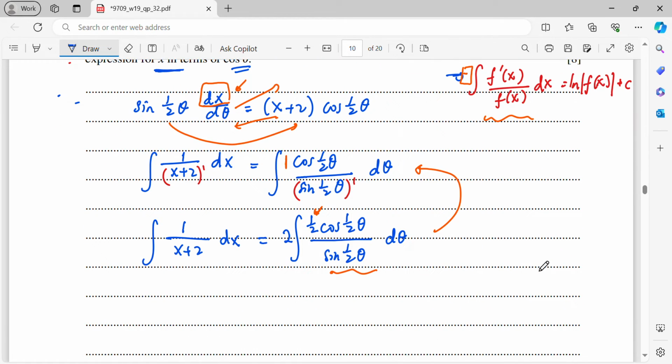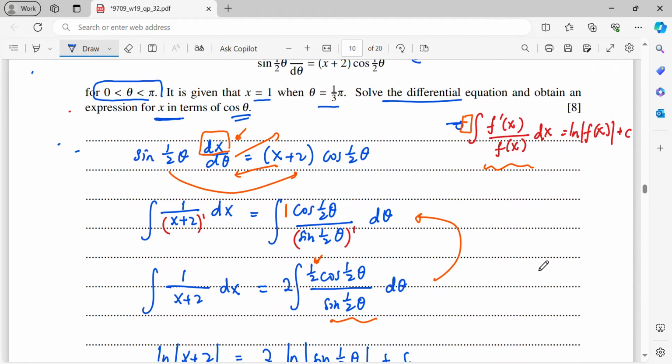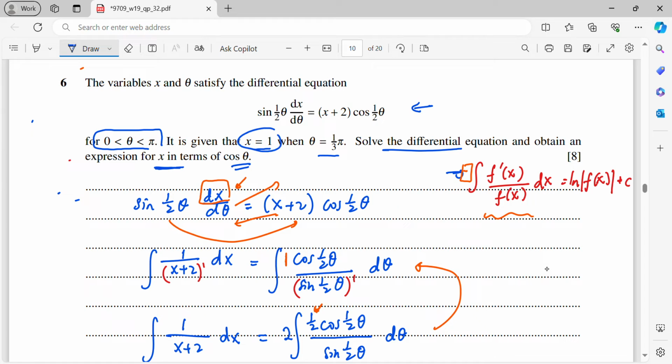Okay, and now from here, the left side, I will be getting ln of x plus 2. I put a modulus here to make sure that it is a positive value when I substitute the x later on. If you are confirmed that it is positive, you can just put a bracket. So for the right side, it is 2 ln of the denominator, then plus c.